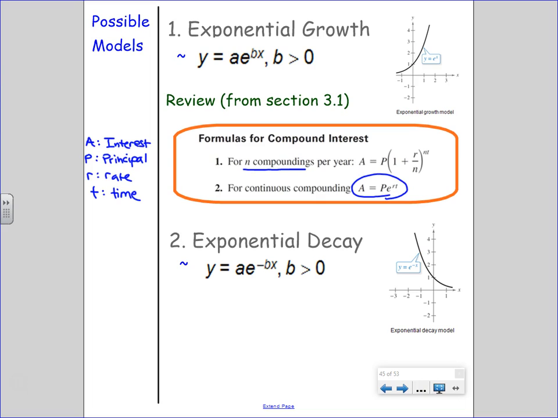For the graph, all you have to do is just swoop down. You don't need any particulars. NT. NT. The second one is RT. PERT. A equals PERT is continuous compounding.